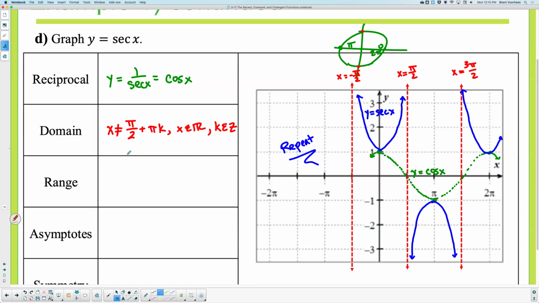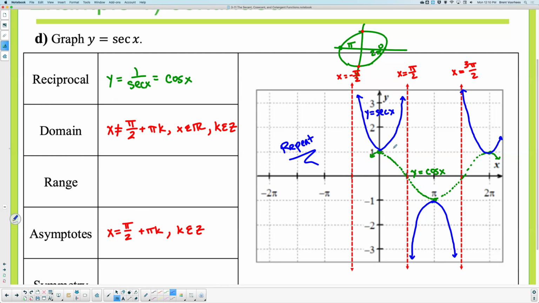The asymptotes will be at these spots where there are breaks. So if you want to fill in the asymptotes, the only thing different is you use an equal sign. x will equal pi over 2 plus pi k. It's only those values, you don't go in between, so you don't say x is all reals, it's just those. And you would say k is any integer.